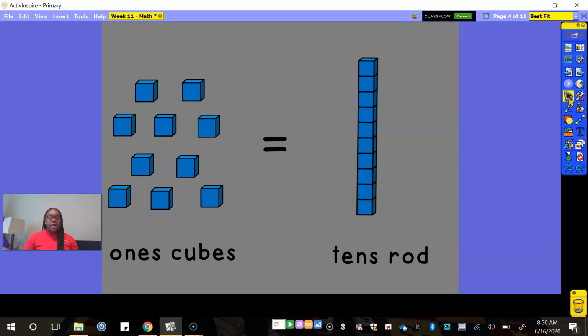All right, so these are called ones cubes. And 10 of these make one rod, okay? Now let's count to make sure that we have 10. 1, 2, 3, 4, 5, 6, 7, 8, 9, 10. So instead of using 10 of these little cubes, what if I didn't have enough space for 10? Well, I can use a tens rod.